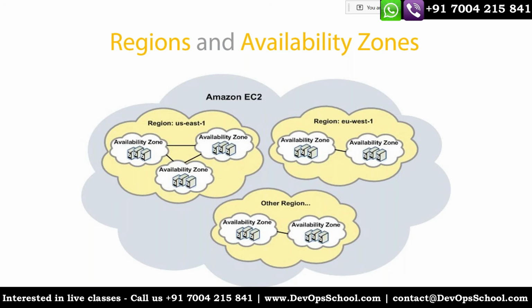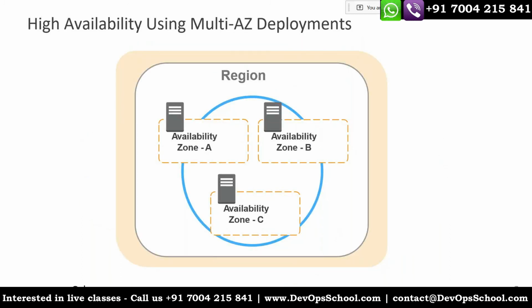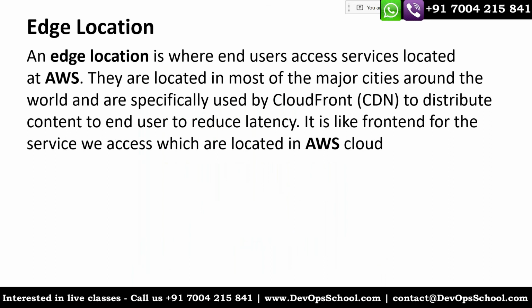So we have a region and availability zone. Look at this here. In one region, you may have multiple availability zones. Now there is one more concept you should know, that is edge locations. What are edge locations? An edge location is where end users access services located at AWS. They are located in most of the major cities around the world and are specially used for CDN to distribute the content to end users to reduce latency.